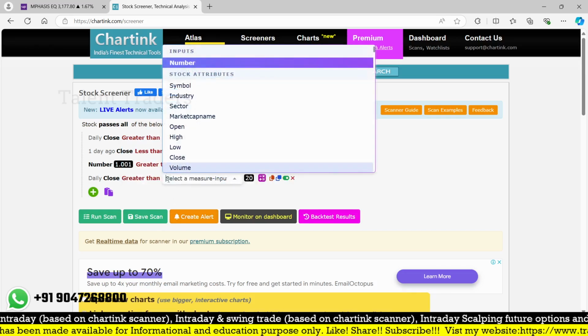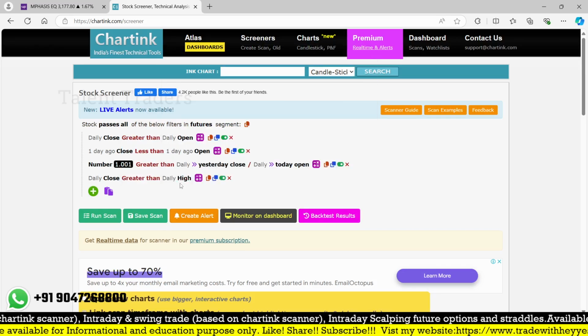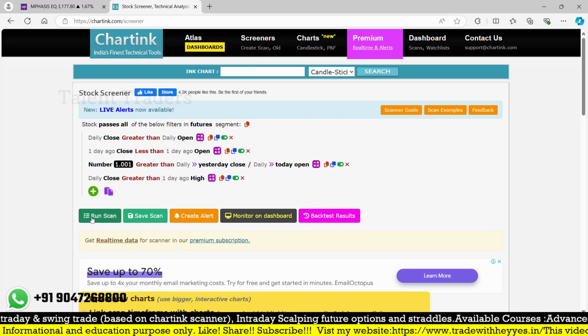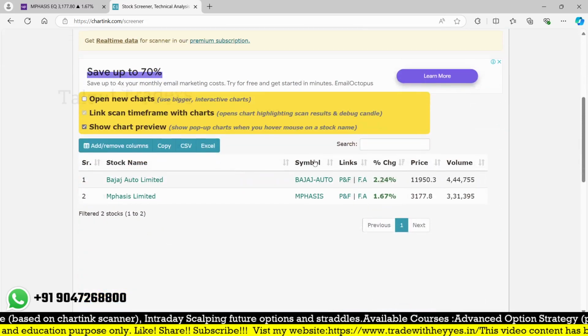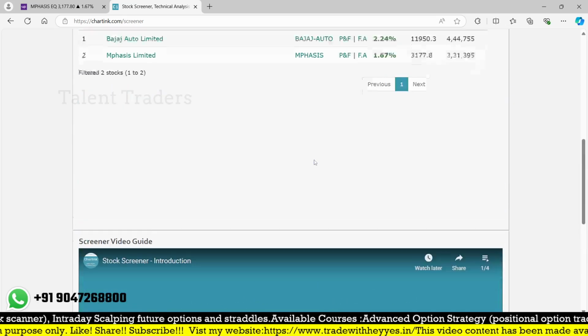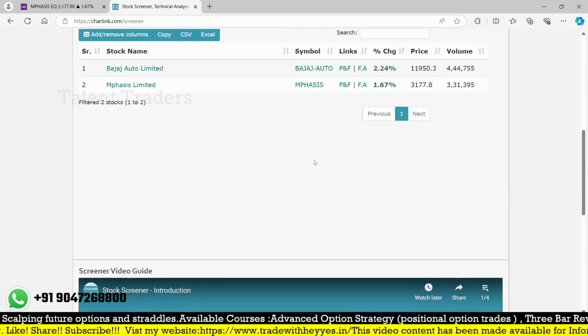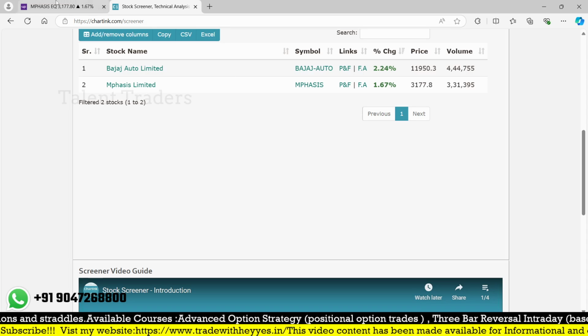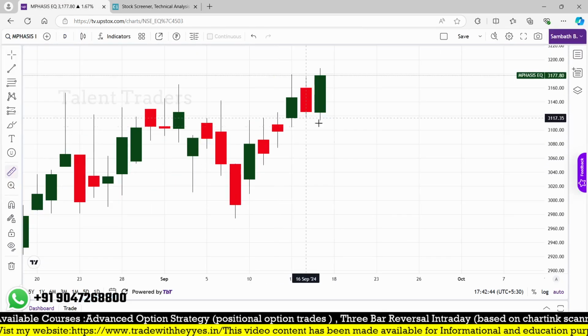Okay, this is one more condition, which uses the high of one day ago. So these are all the normal ones. Only 2 stocks remain: initially we found 66, narrowed it to 42 and 15, and now it is 2 stocks. Let me look at Bajaj Auto and MPSS. This is a perfect one.